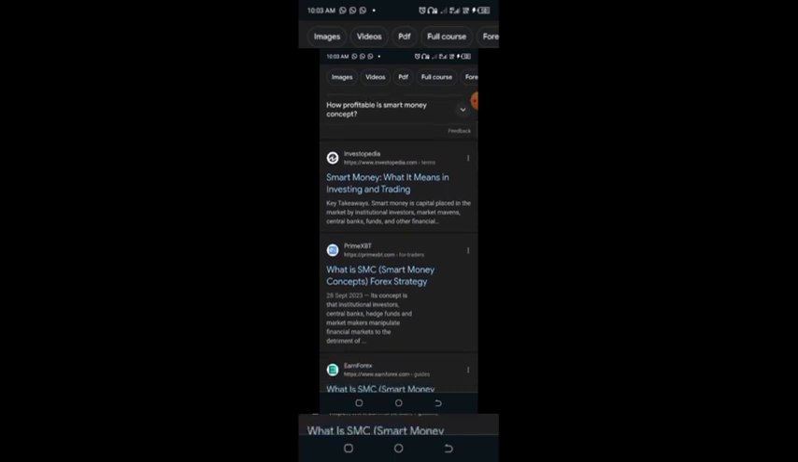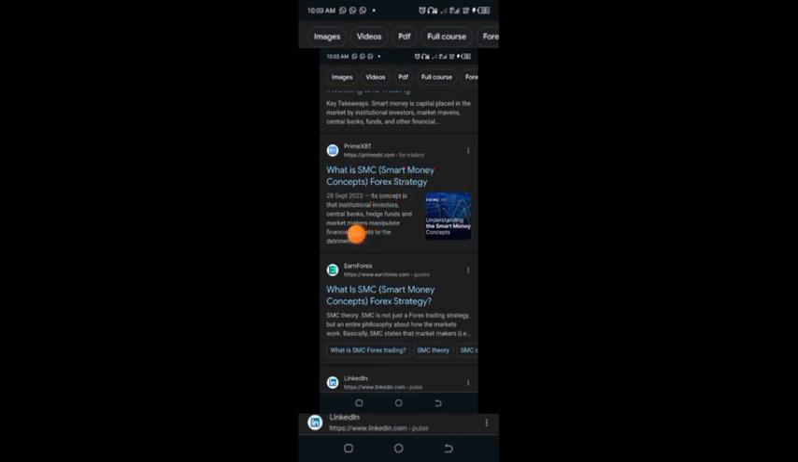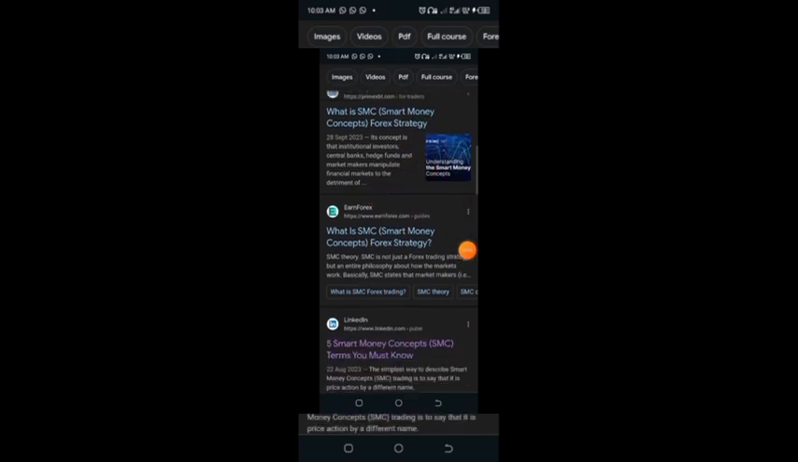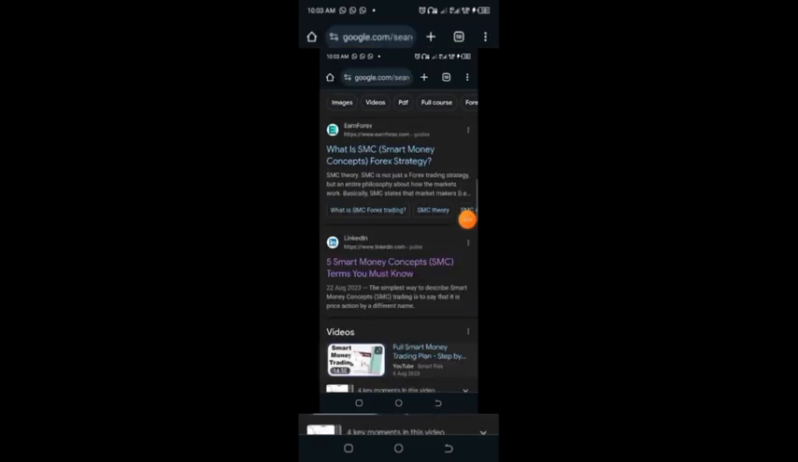So smart money concept is capital placed in the market by institutional investors, market movers, central banks, funds, and other financial institutions, as you can see right here. So you go to Google, you search what is smart money concept. Institutional investors, central banks, hedge funds, and market makers manipulate the financial market in their own favor. Another one here: smart money is not just a forex trading strategy, but an online philosophy about how the market works. So the simplest way to describe smart money concept trading is to say that it is price action by a different name. So there are different kinds of definitions for that.